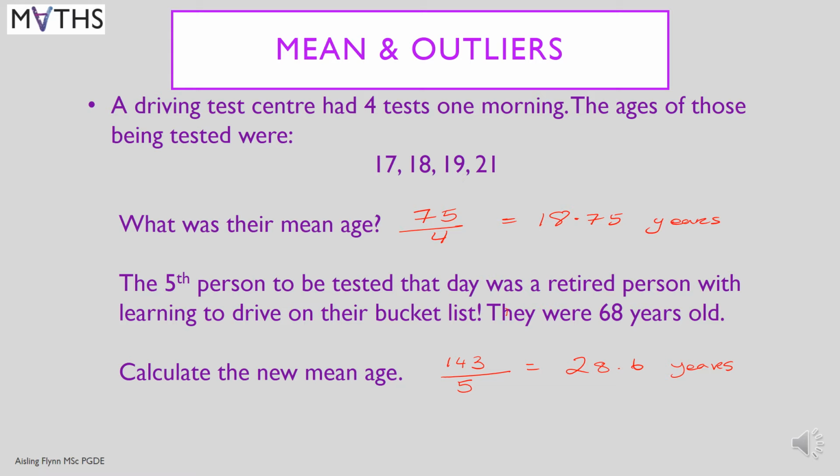So the outlier has very much affected the mean. If someone were to ask what kind of people are taking the test that morning, and you reply that 28.6 years was the mean age, it doesn't reflect what really happened. It suggests that people are much older taking their driving tests, which they aren't.